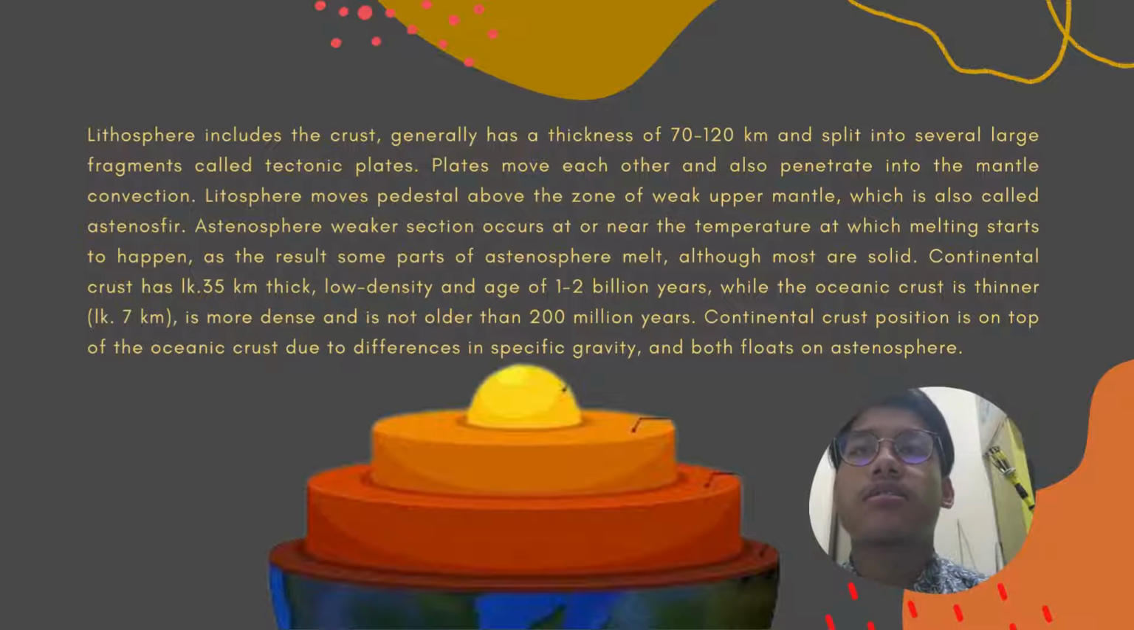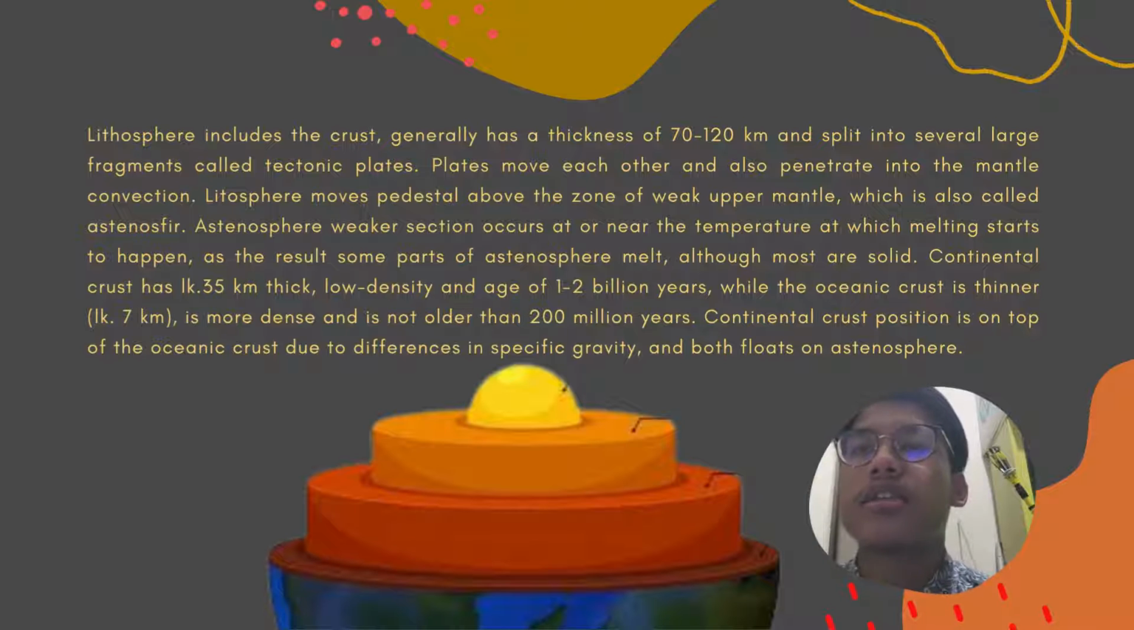The lithosphere, which includes the crust, generally has a thickness of 70 to 120 km and is split into several large fragments called tectonic plates. Plates move relative to each other and also penetrate into the mantle convection. The lithosphere moves on top of the zone of weak upper mantle, also called the asthenosphere. The weaker section of the asthenosphere occurs at or near the temperature at which melting starts to happen. As a result, some parts of the asthenosphere melt, although most are solid.